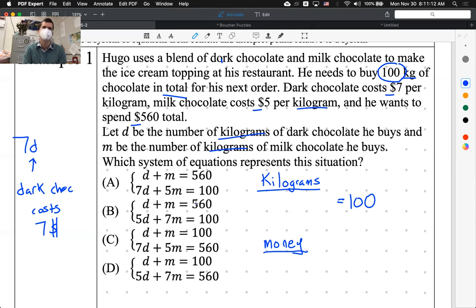Is it okay if I call him Haiti, Ashley? Yeah, go for it, Haiti. There it is, D plus M. Why? What do you mean by that? Can someone else explain why it's just D plus M?